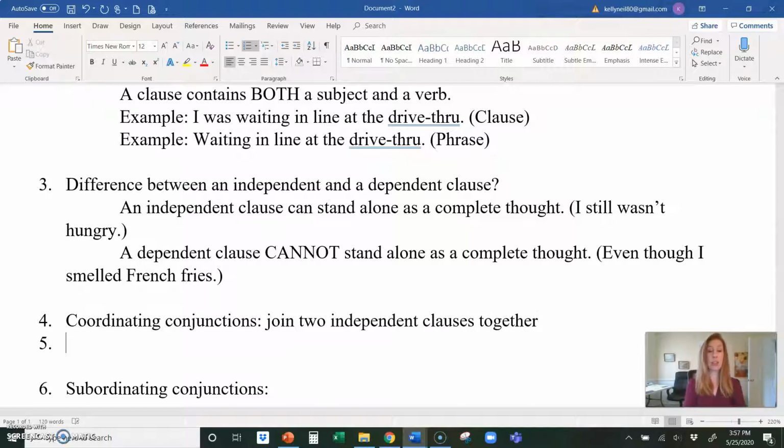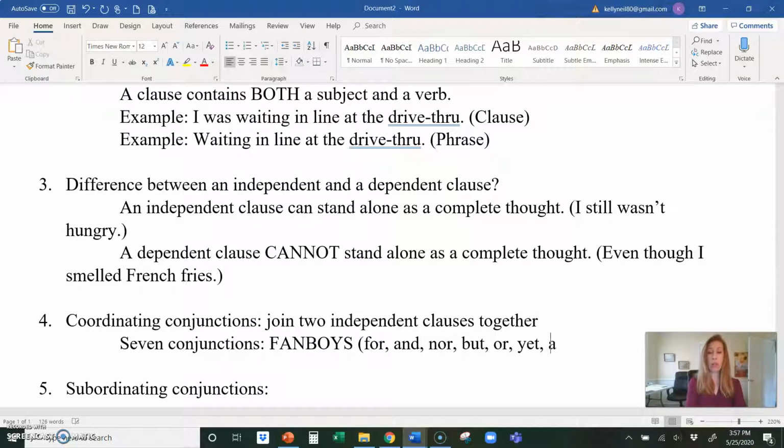Now there are 7 conjunctions, and there's an acronym. Maybe some of you know this acronym to remember those 7 coordinating conjunctions. You can remember FANBOYS. The words for, and, nor, but, or, yet. And so those are my 7 coordinating conjunctions. They can join 2 independent clauses together, okay?